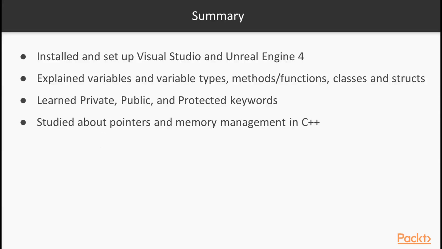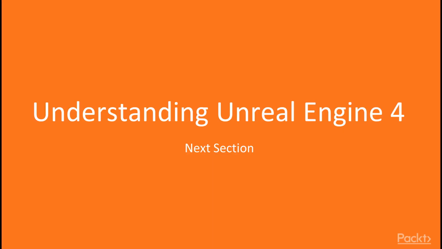In summary, for this course we have installed and set up Visual Studio and Unreal Engine 4, learned about variables and variable types, methods and functions, classes and structs, what private, public, and protected keywords are, and what pointers and memory management in C++ are. In the next section, we will be understanding Unreal Engine 4.